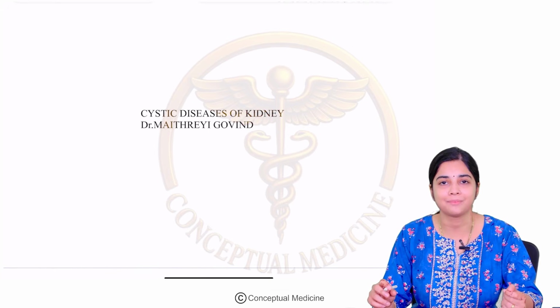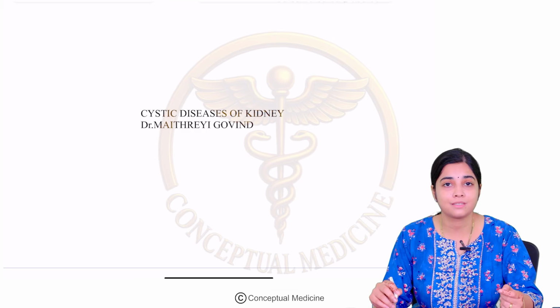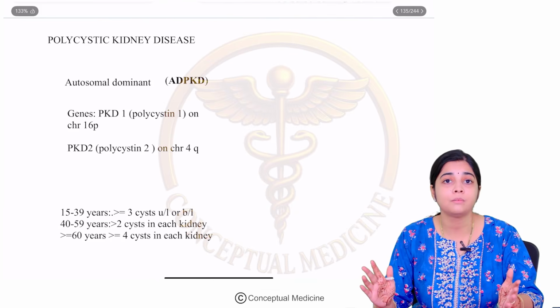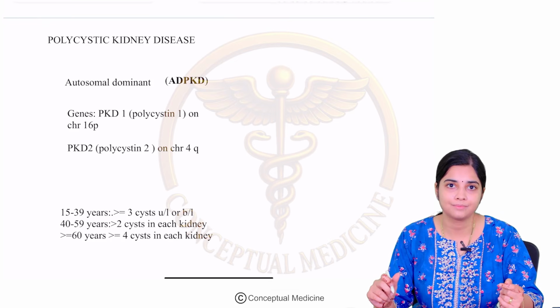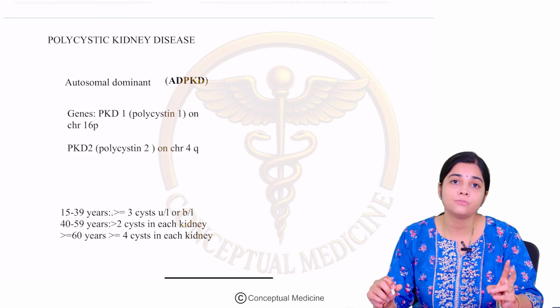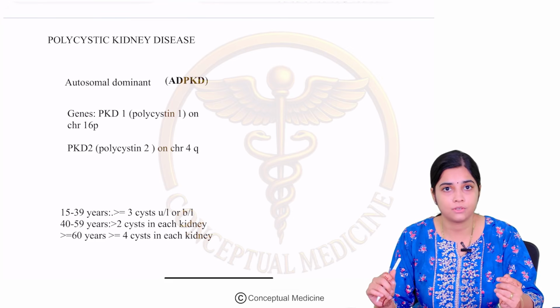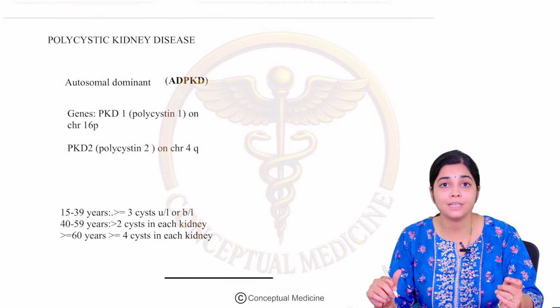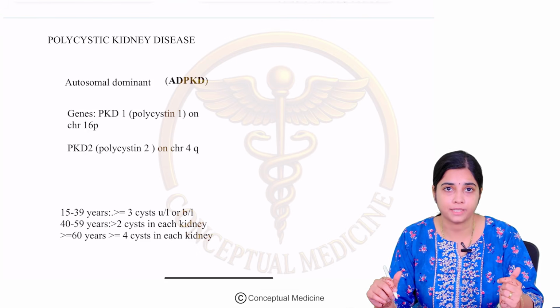This is Dr. Maitreyi. So today we will be learning about another very important topic, which is the cystic disorders of your kidney. So let's begin. The first and the most important cystic disorder is polycystic kidney disease, right? There are two forms. We have ADPKD, which is inherited in an autosomal dominant pattern, and you have ARPKD, which is inherited in an autosomal recessive pattern.